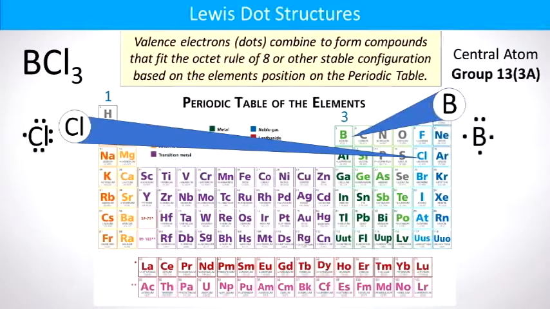Moving now to group 13, which is 3A on the periodic table. We have chlorine, which would have 7 electrons, consisting of 3 lone pairs, and we have boron, which would have 5 electrons consisting of 1 lone pair. In this case, boron is the central atom.